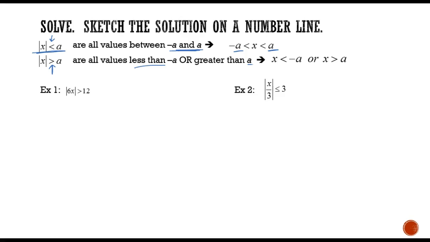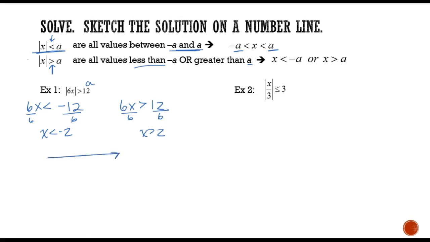Let's try this. The absolute value of 6x is greater than 12. So I go back to my rule. What does the greater than rule say? I need to rewrite it without the absolute value bar. So I see 6x is less than negative a, which in this case is 12. And then I write it as 6x is greater than the positive version of 12. And then I solve them separately. If I divide by 6, I get x is less than negative 2. Over here, if I divide by 6, I get x is greater than 2.